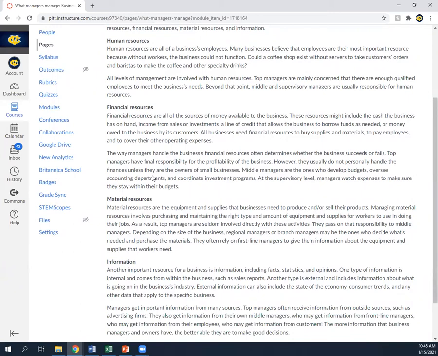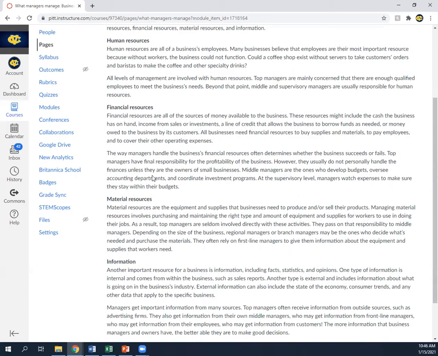Human resources are all of the business's employees. Many businesses believe that employees are their most important resource because without workers, the business could not function. Could a coffee shop exist without servers to take customers' orders and baristas to make the coffee and other specialty drinks? All levels of management are involved with human resources.